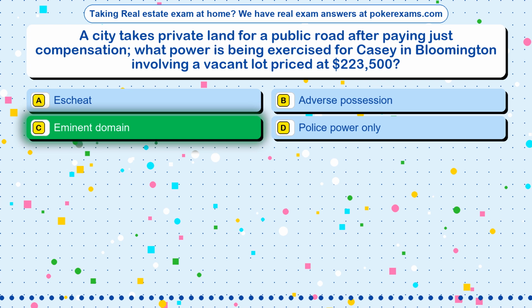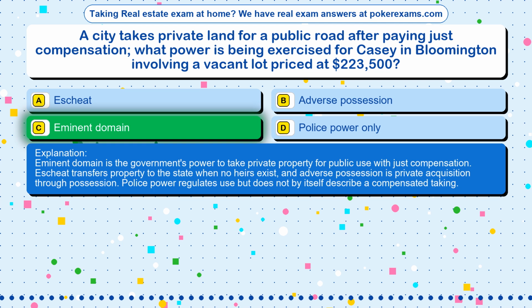The correct answer is option C, eminent domain. Eminent domain is the government's power to take private property for public use with just compensation. Escheat transfers property to the state when no heirs exist, and adverse possession is private acquisition through possession. Police power regulates use but does not by itself describe a compensated taking.